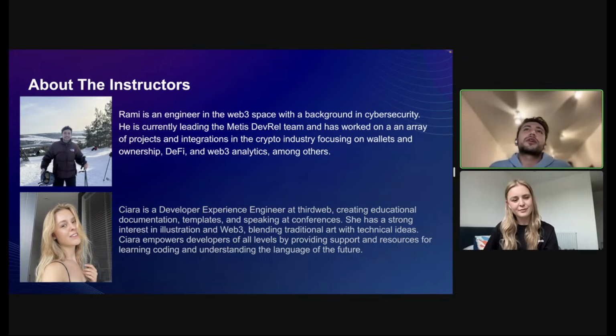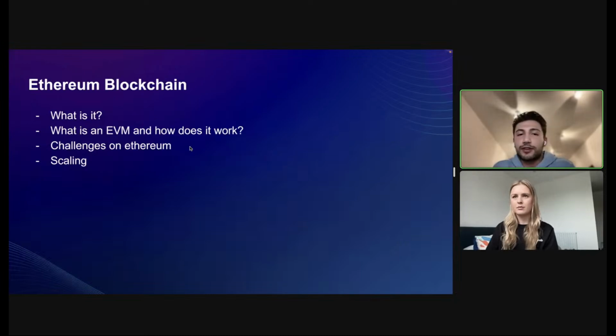So, like I said, we're going to be talking about the Ethereum blockchain. What is it? It's an open source blockchain, like the global computer, known for decentralization. Transactions are transparent and immutable. On Ethereum, we have the EVM, the Ethereum Virtual Machine. This is the runtime environment, responsible for execution of the smart contracts that we deploy on the blockchain.